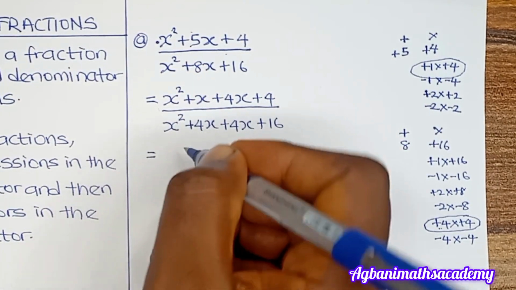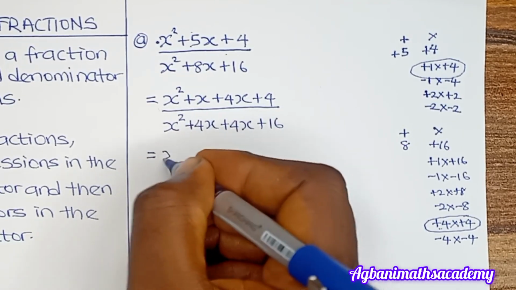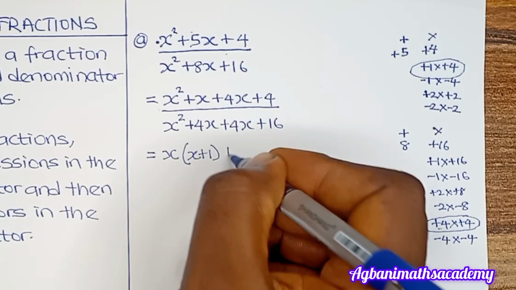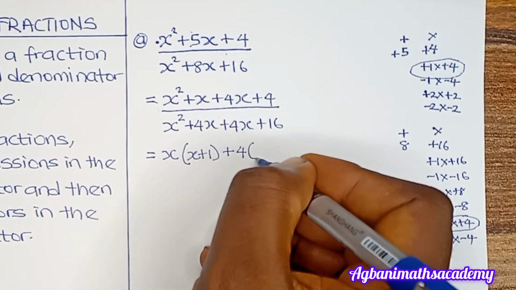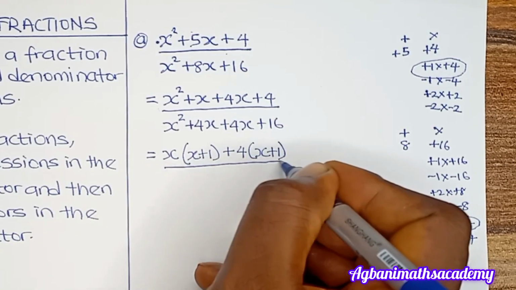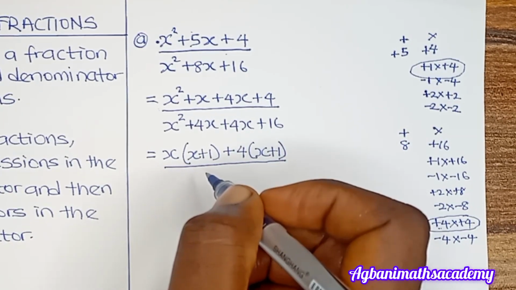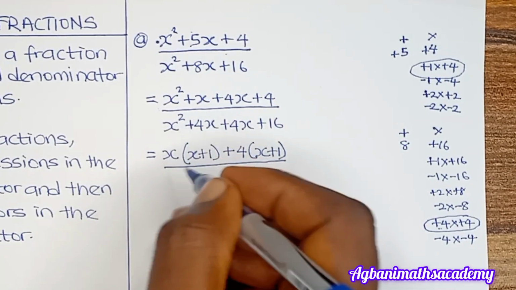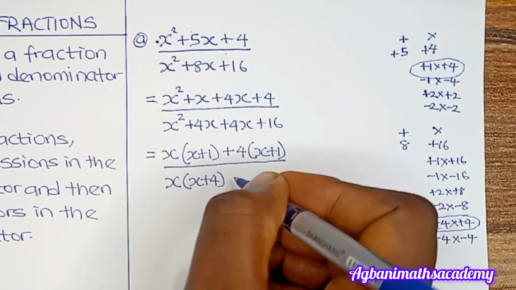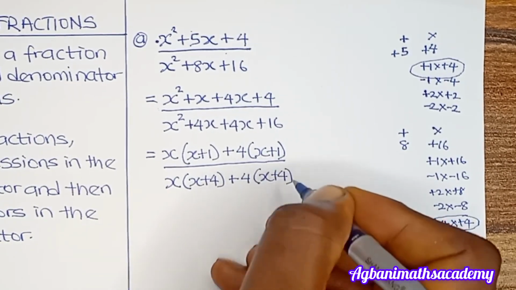So what will be our value here? So what is common between x squared and x? What is common is x, parenthesis, x plus 4, plus 4 parenthesis x plus 4, all over. I'm just going through this quickly because we have learned all this in our earlier videos on algebra. So factorizing this, we have x parenthesis x plus 4 plus 4 parentheses x plus 4.